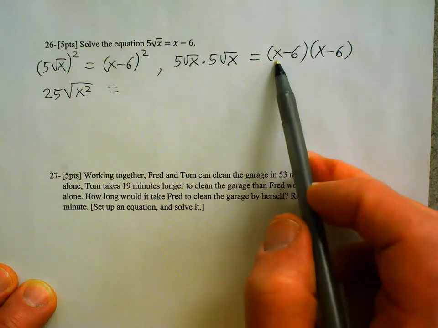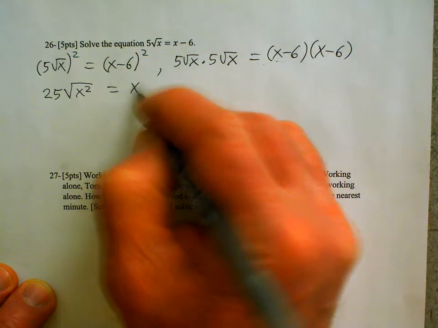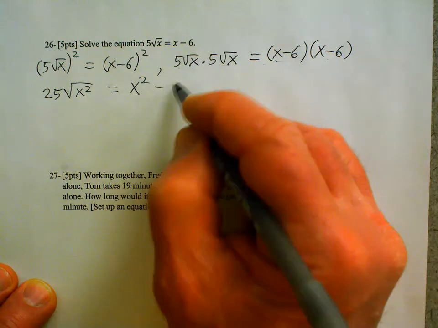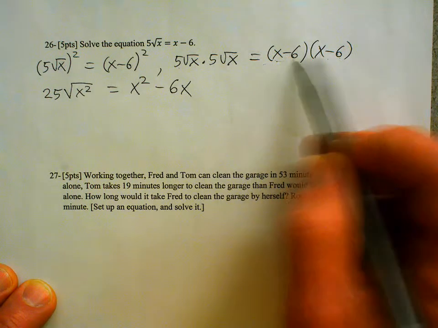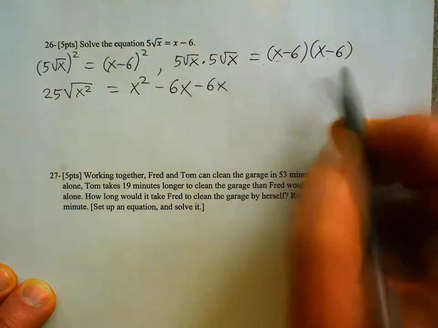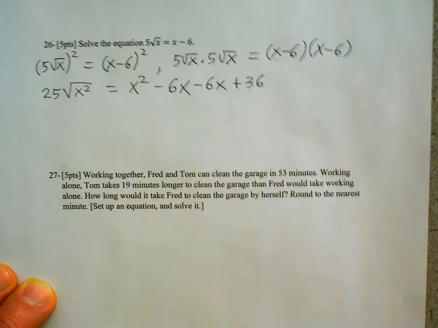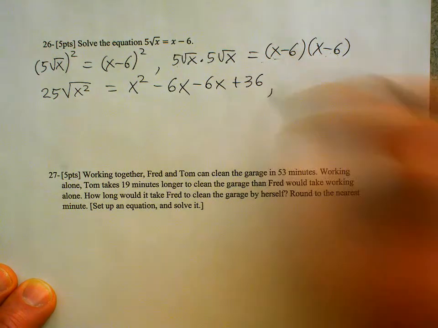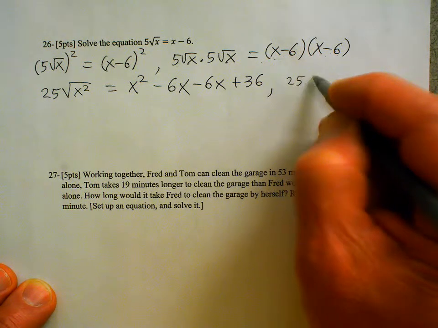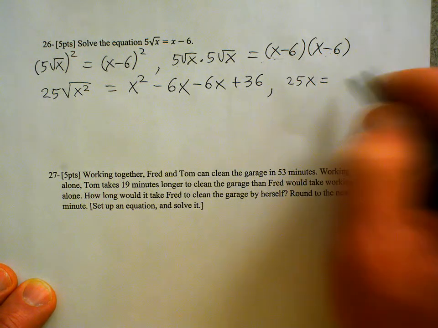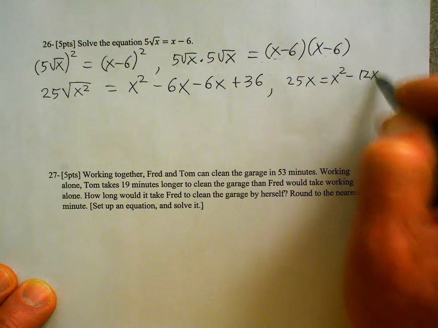On the right-hand side, x minus 6 times x minus 6, we have x times x, which is x squared, and then minus x times 6, or minus 6x, and then minus 6 times x again, and then finally negative 6 times negative 6 is positive 36. On the left-hand side, 25 times the square root of x squared is 25x. On the right-hand side, we get x squared minus 12x plus 36.